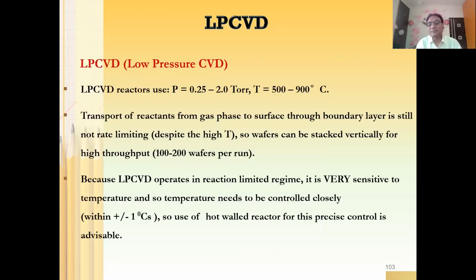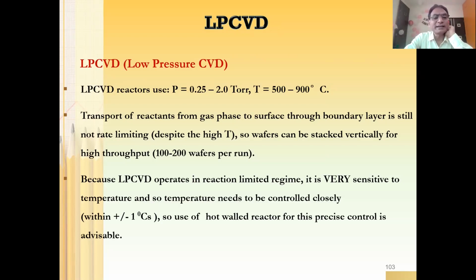Then next comes LPCVD, low pressure CVD. LPCVD reactors use a pressure of 0.25 to 2 torr, and the temperature is 500 to 900 degrees Celsius. So LPCVD is low pressure, only 0.25 to 2 torr, and the temperature is 500 to 900 degrees Celsius.